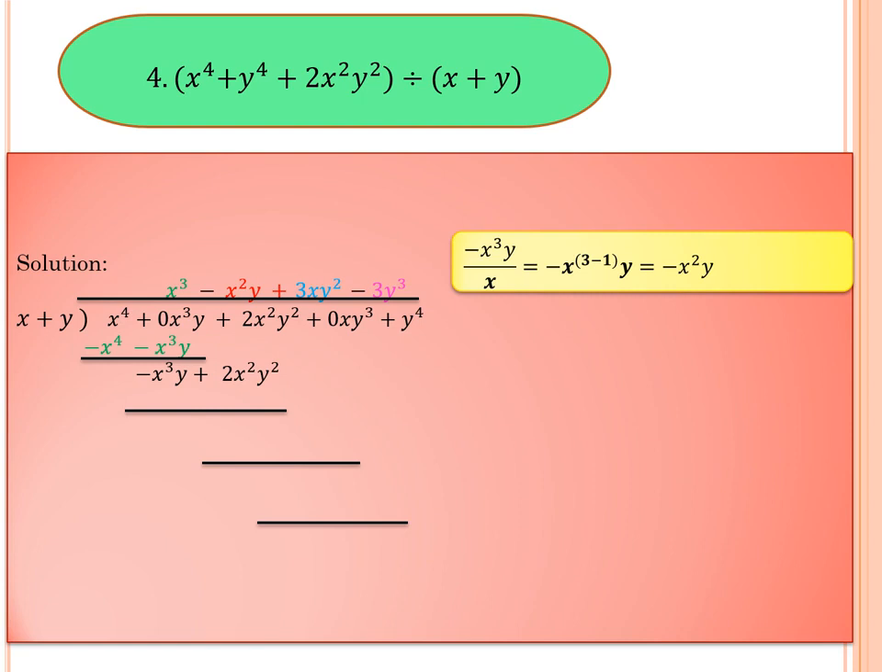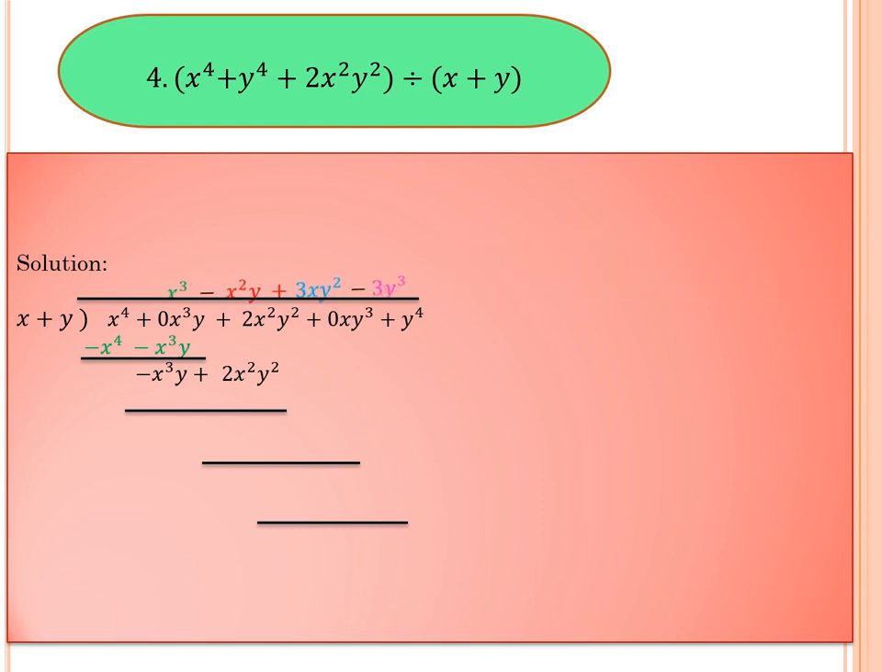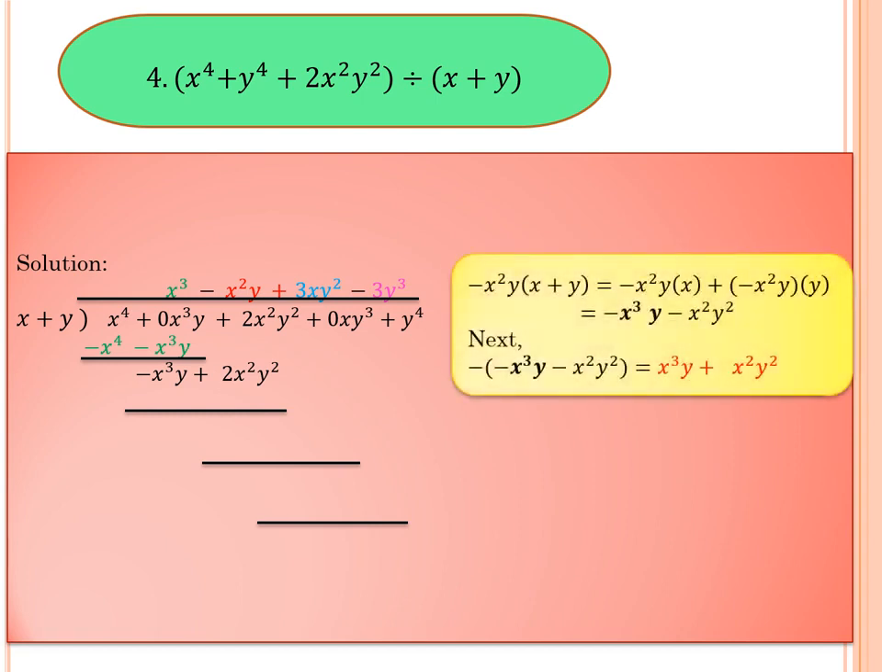Okay? So, negative x squared y is our second term of our quotient. Okay? So, sa negative x squared y, multiply naman natin yan sa bawat term ng divisor natin. So, this is equal to this one, no? Negative x squared y times x plus y is just equal to negative x cubed y minus x squared y squared. So, since this is a subtrahend for the next operation again, so we change the sign.